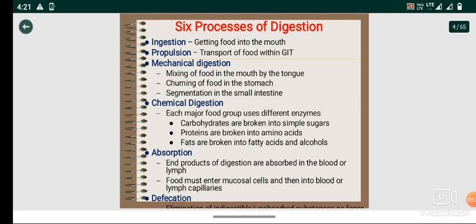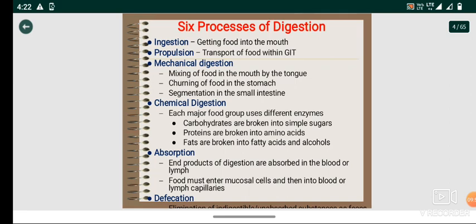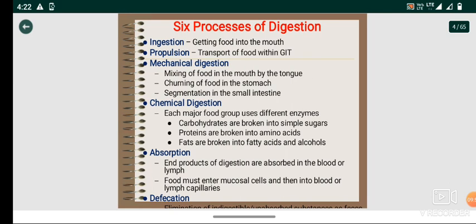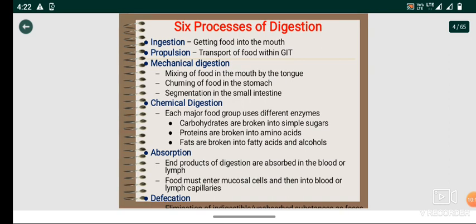Then the next is absorption. Now the simpler substances formed as the outcome of chemical digestion get absorbed from the small intestine. So end products of digestion are absorbed into the blood or the lymph. So food must enter the mucosal cell and then into the blood or lymph capillaries. So how does absorption happen? First, the simpler substances enter the intestinal mucosa, then from there they get transferred into the interstitial fluid and lymph, and then from there to the blood. So this is how the absorbed substances get transported into the blood for utilization by the different body cells and parts.